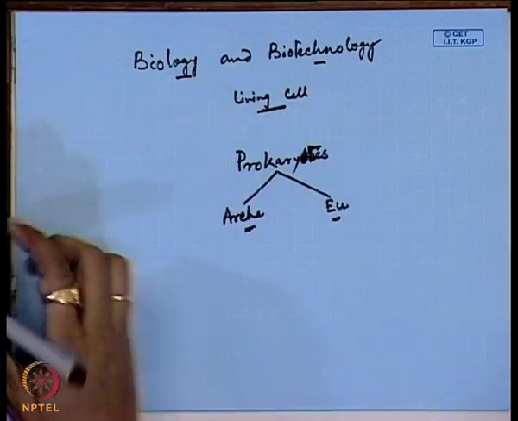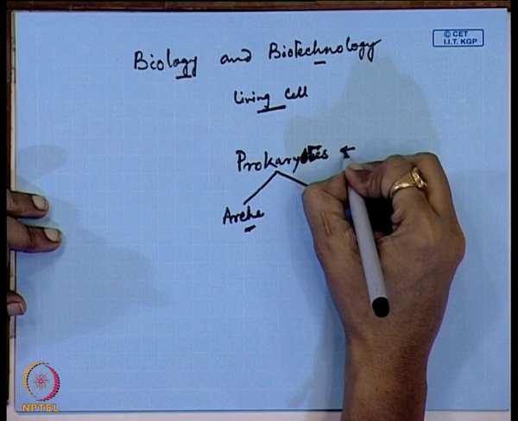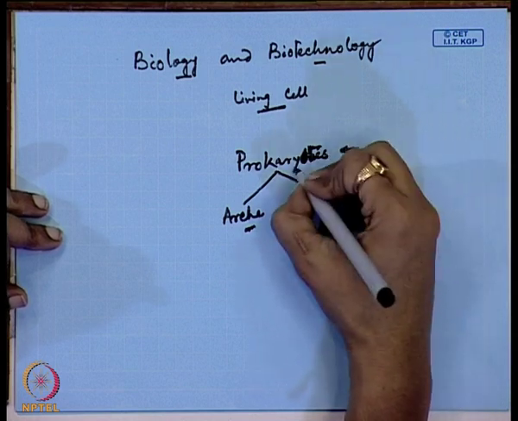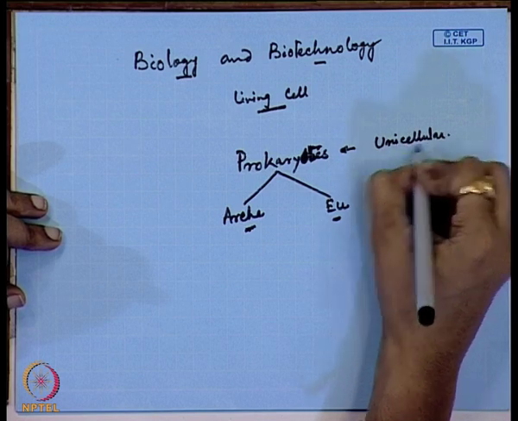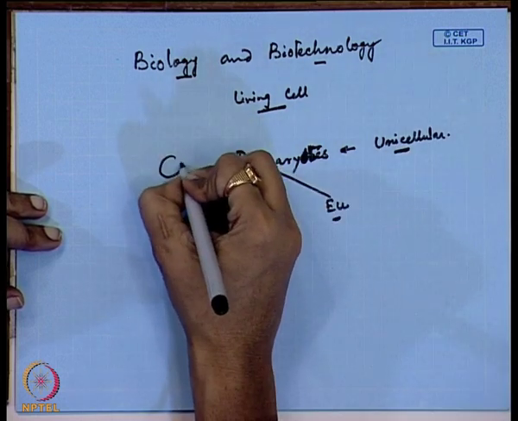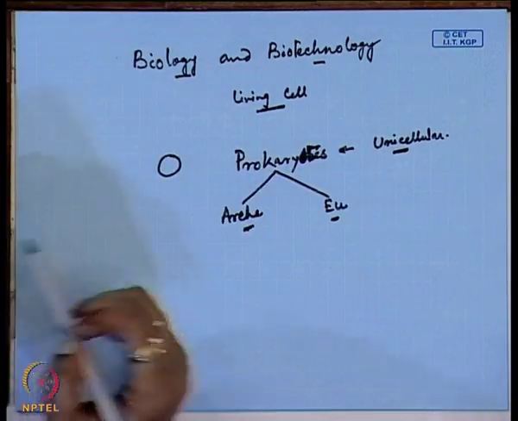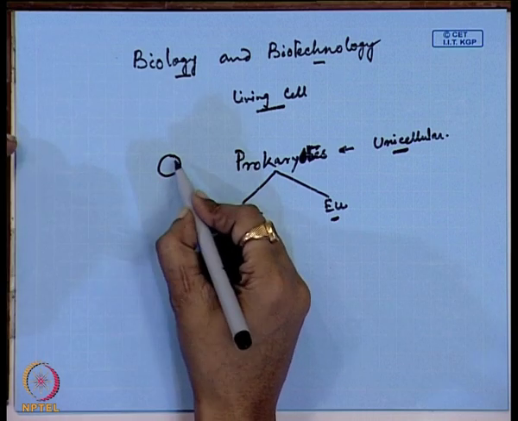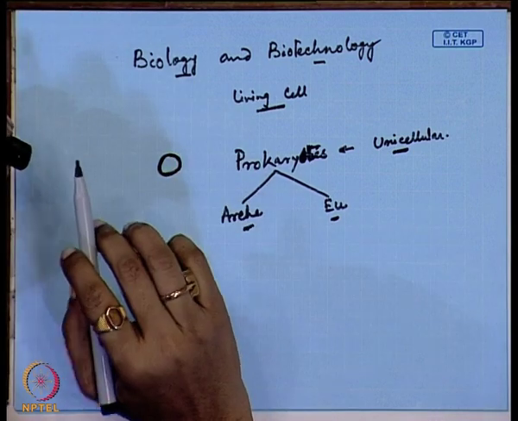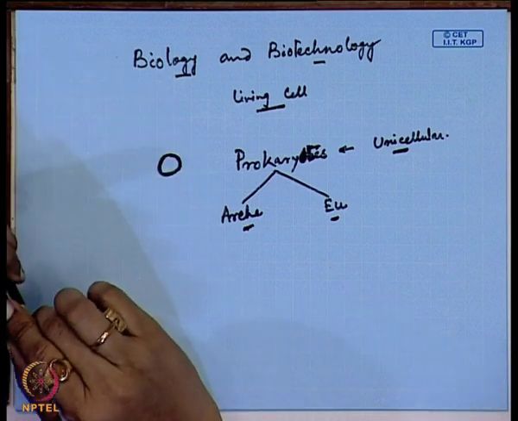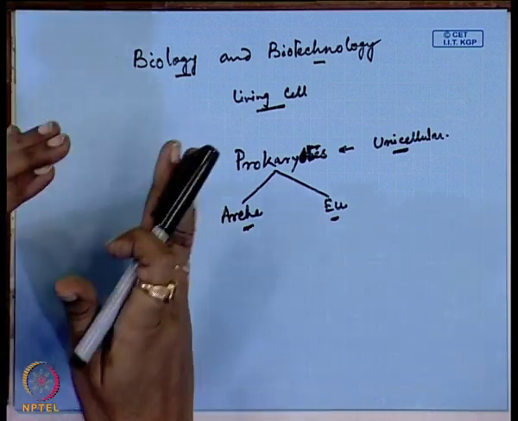It is worth mentioning that these bacteria, these prokaryotes, are unicellular in nature. That means it has a single cell. Whatever may be its shape and size, it is only a single cell which is doing all its metabolic activities. Now, let us learn systematically the architecture of a particular prokaryotic cell.